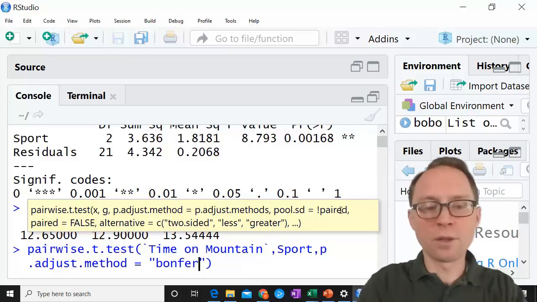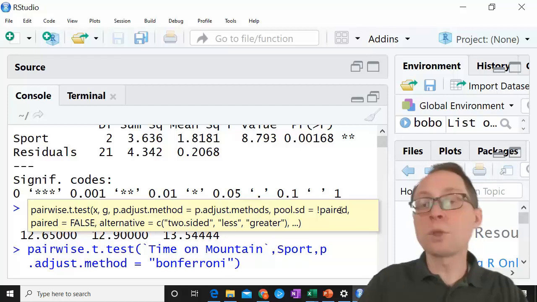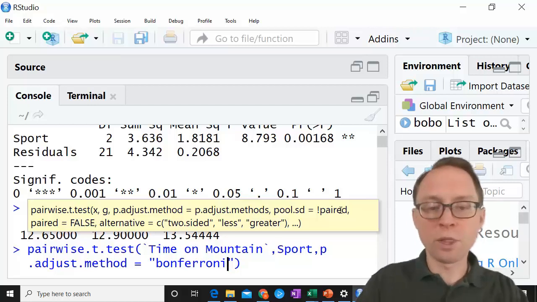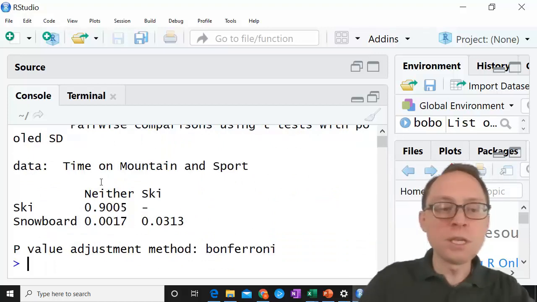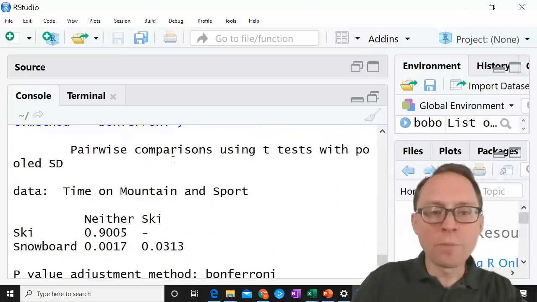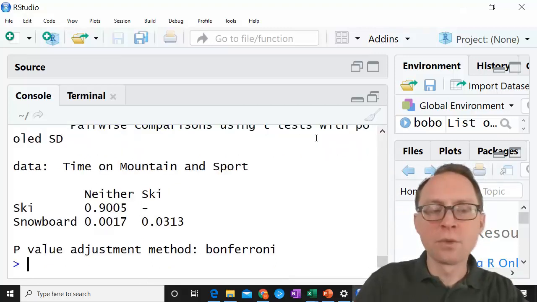Oh, I always spell this wrong. Bonferroni. I think I did it right. Let's see if I did it right. When we do this, this will adjust the way we do the p-values to be strict enough that we can actually have a little bit more reliability in what we're looking at. So here we go. I spelled it right. Good for me. So what you see here are the pairwise comparisons using t-tests with a pooled standard deviation, right? And what they're doing is we're adjusting the p-value based off of a method called Bonferroni.